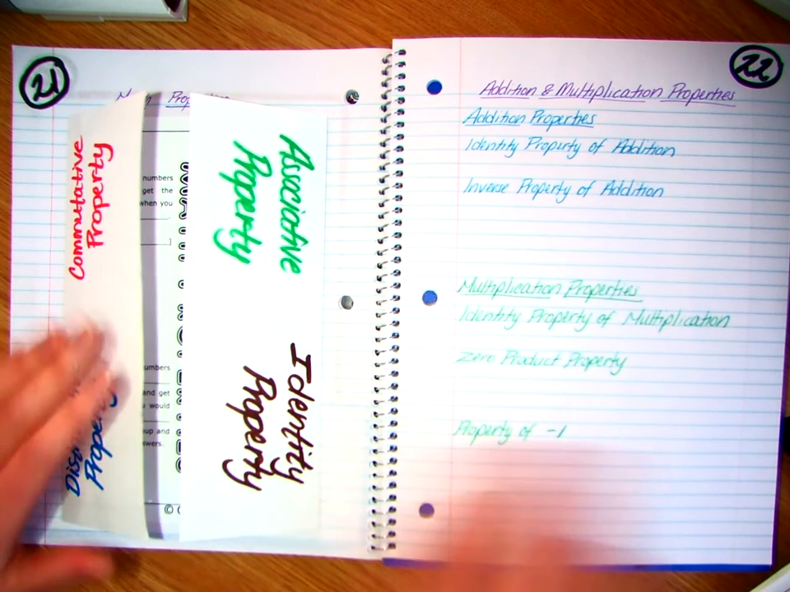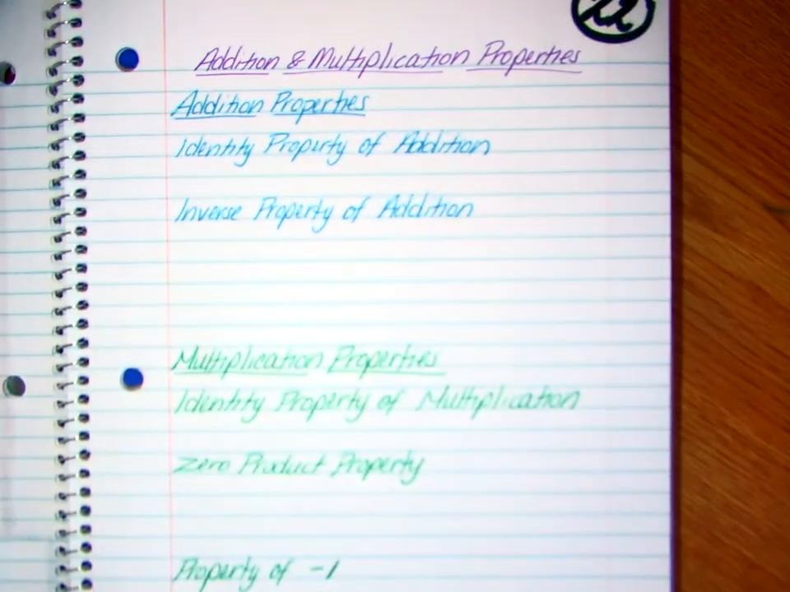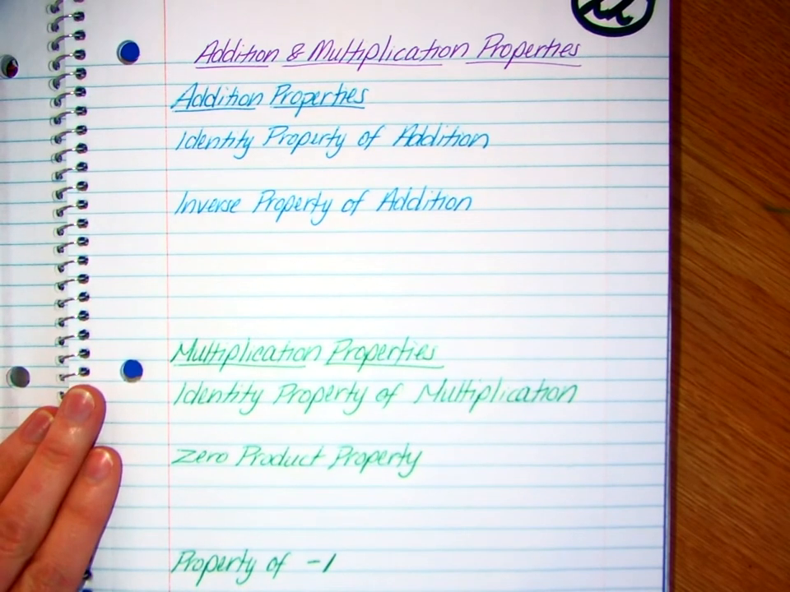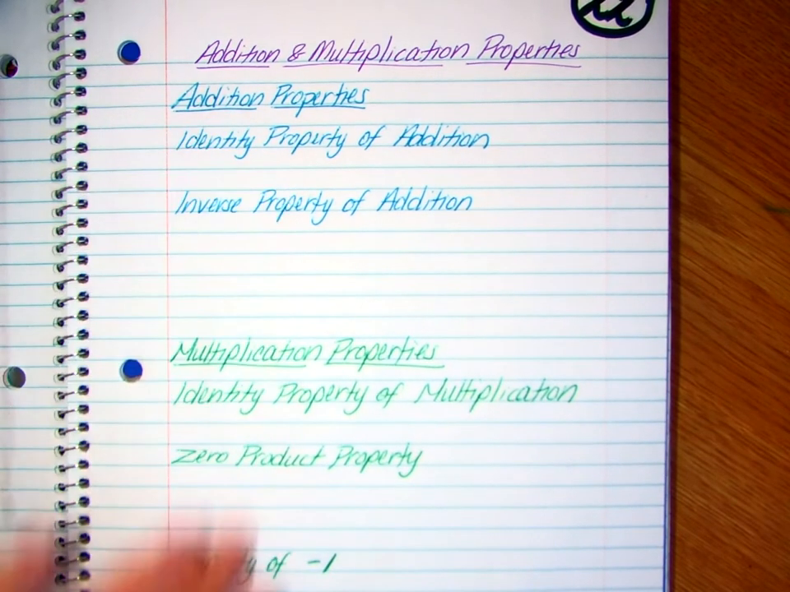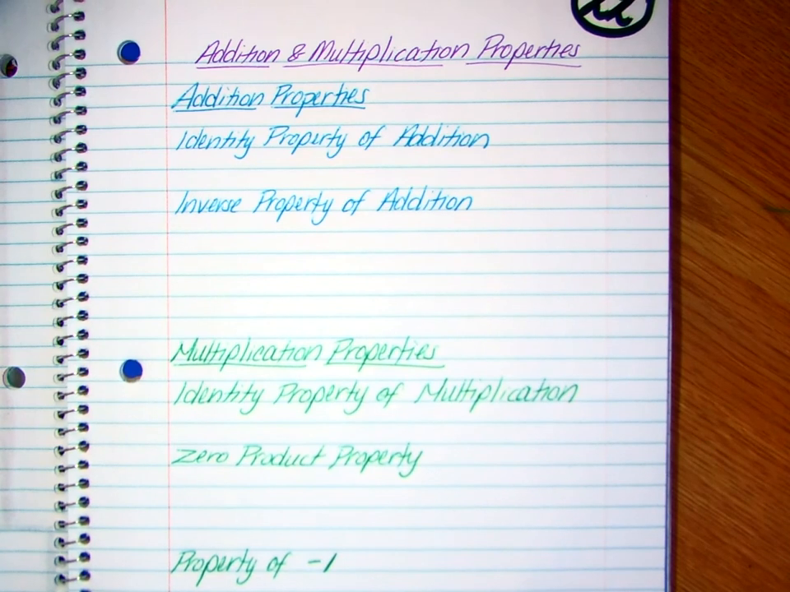Take a moment and pause the video after I zoom in on this so you can write down all these components on 22. So pause the video now, write down all these components on page 22. All right, let's continue with the foldable.